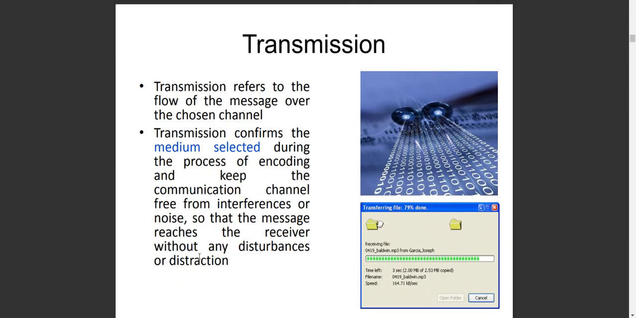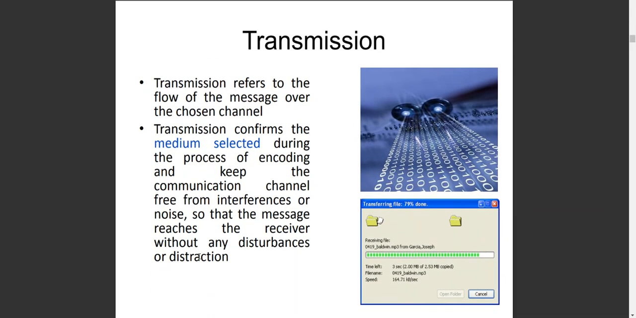Third is transmission. Transmission refers to the flow of the message over the chosen channel. Transmission confirms the medium selected during the process of encoding and keeps the communication channel free from interference or noise so that the message reaches the receiver without any disturbance or distraction.